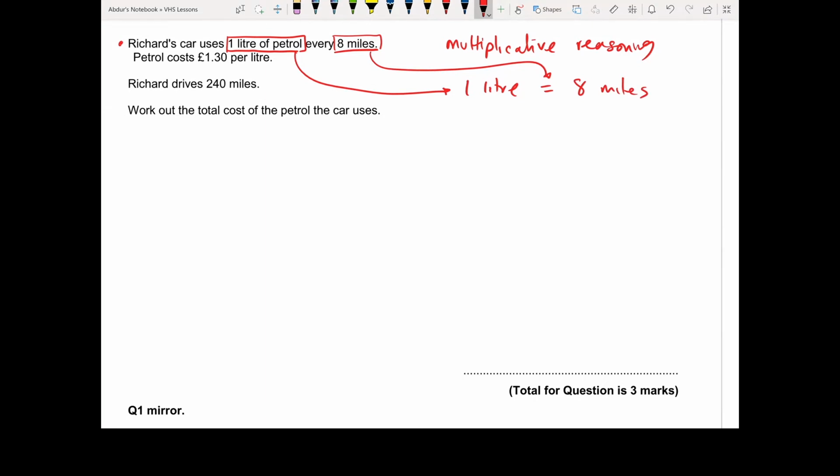This skill is called multiplicative reasoning, as we are able to multiply both sides by the same thing and divide as well. Multiplication and division. It goes on to then say that petrol costs £1.30 per litre. So again, can you see here, we've got two units. We've got pounds and we've got litres. Again, that is two measures.